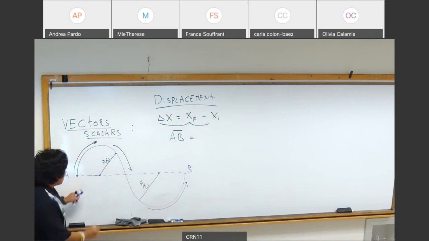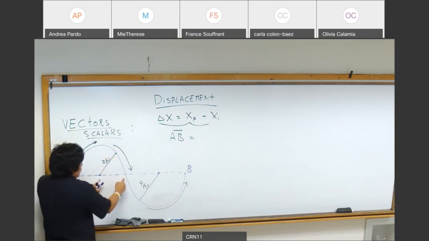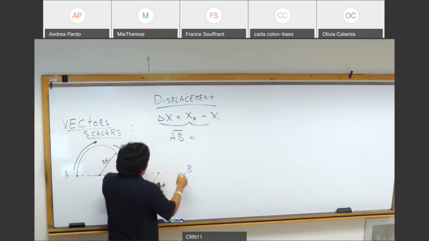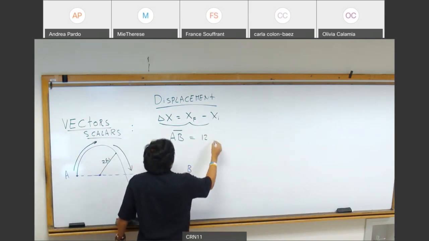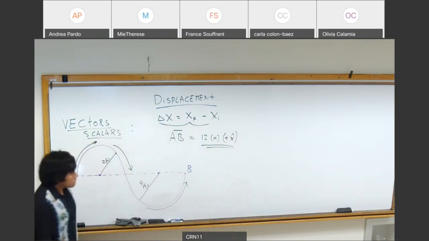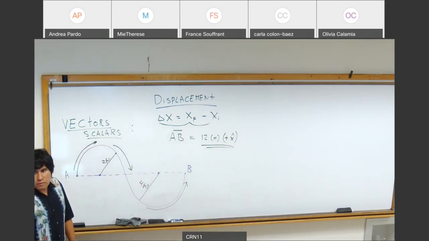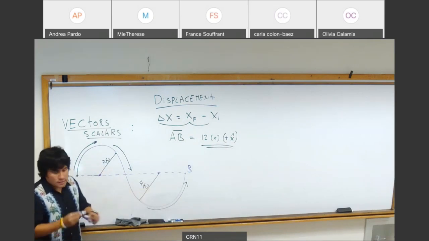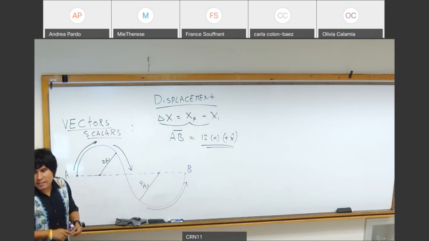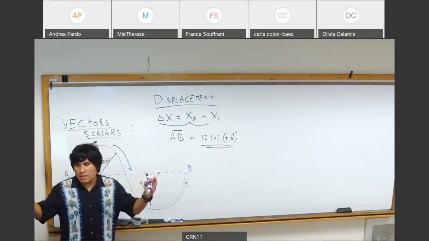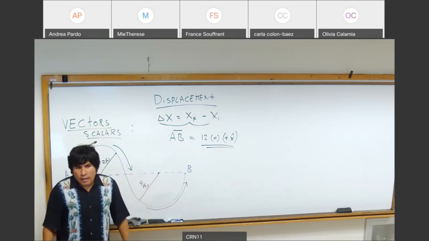If the radius is 2, this is 2 and 2, 4 and 4. 2 and 2 is 4, plus 4 is 8, plus 4 is equal to 12 meters in the positive x direction. We don't care about the path. We only care about the distance between where the person was and where he or she is now.